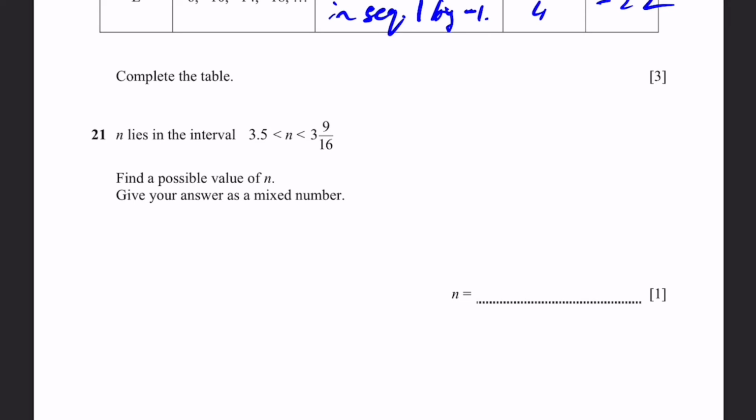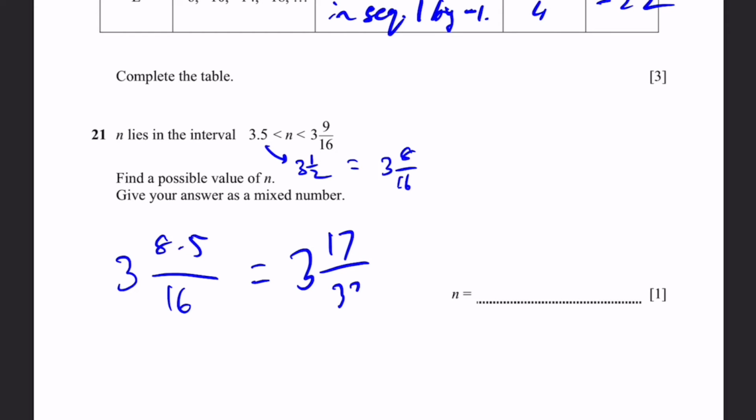Consider the interval 3.5 less than n less than 39 by 16. Find a possible value of n, give your answer as a mixed number. So 3.5 can be converted to a fraction, and we can write this as 3 and 8 by 16. So we can take any decimal number between 8 and 9. Let's say 8.5. So 3 and then 8.5 by 16. But then this is not a mixed number because there's a decimal. So we will just multiply by 2 on both sides to get 3 and 17 by 32, right?